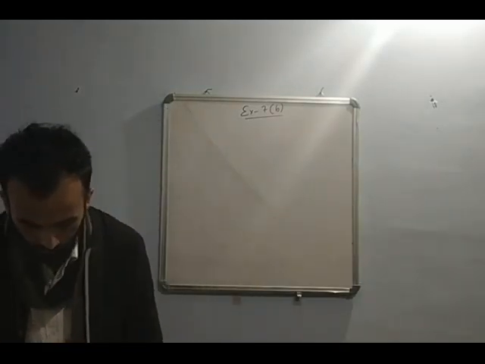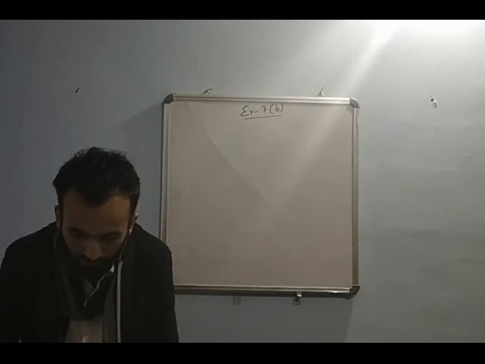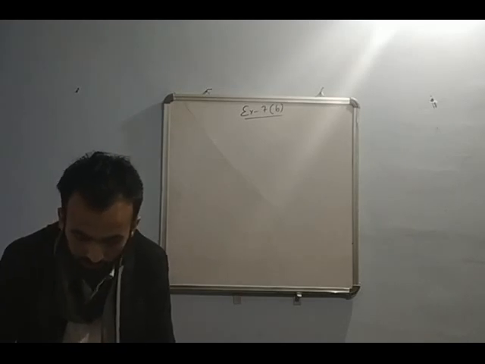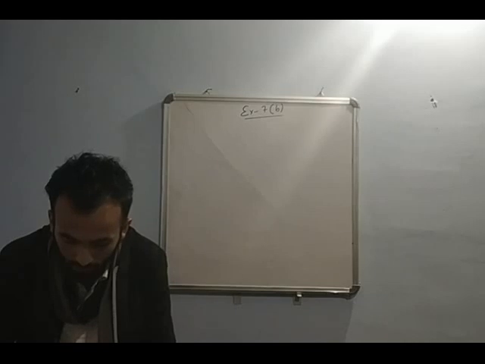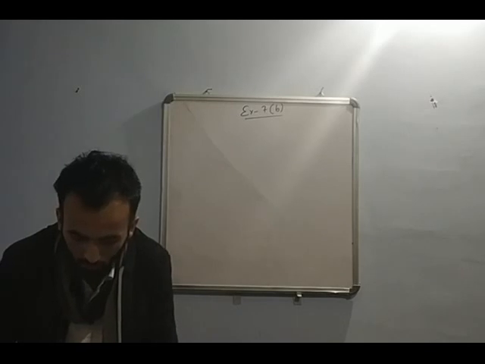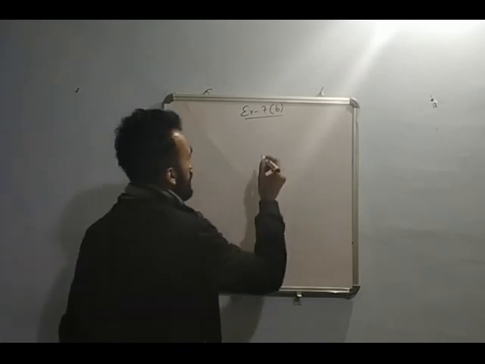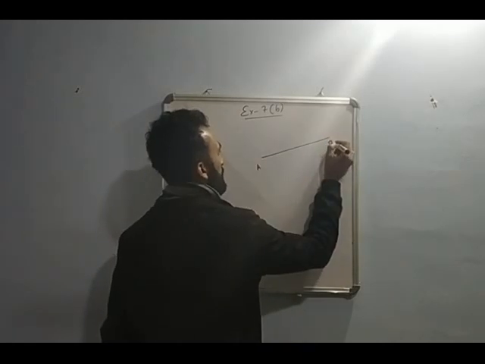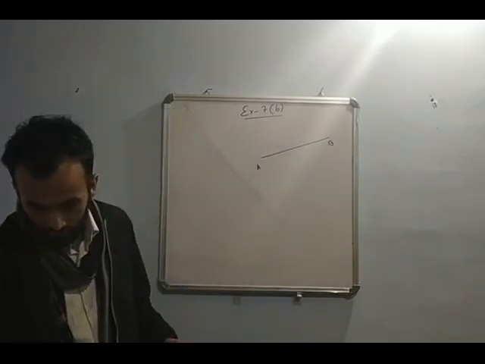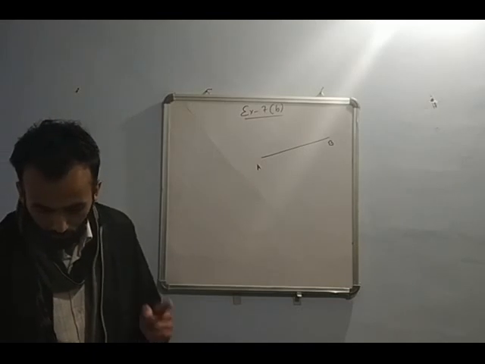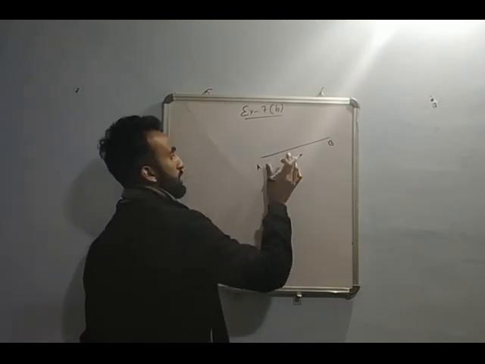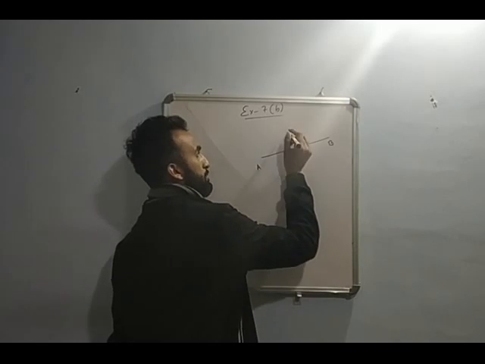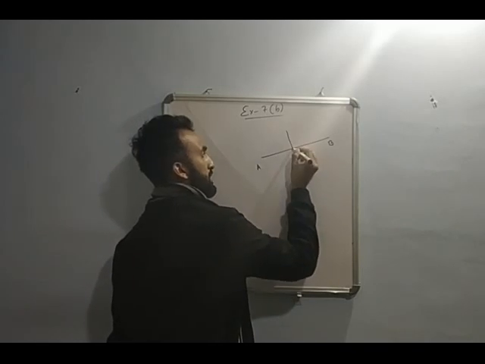Question number 6. Read the question. Find the ratio. We have to find the ratio, remember. Find the ratio in which the point P divides the join of A and B. Also find the value of A. Okay. So you have A and B. Now what is the question? Find the ratio in which the point divides the join. So this is the join of AB. Point P divides this. Point P is here.